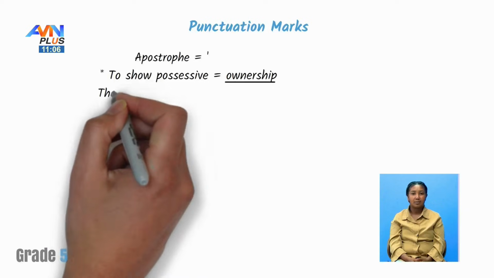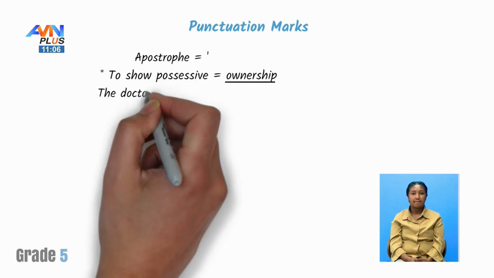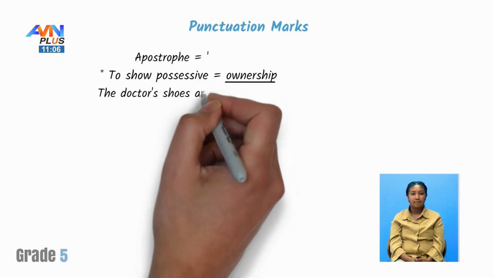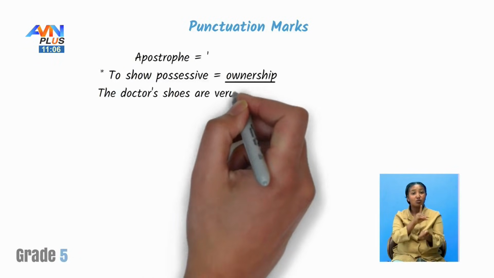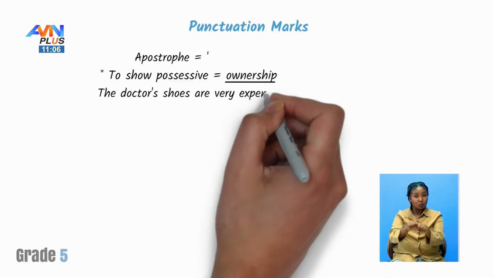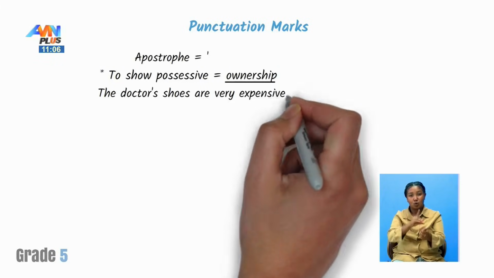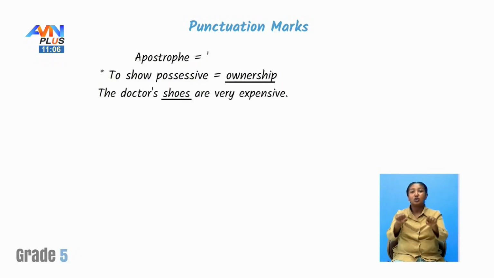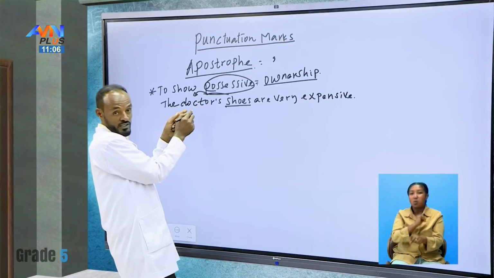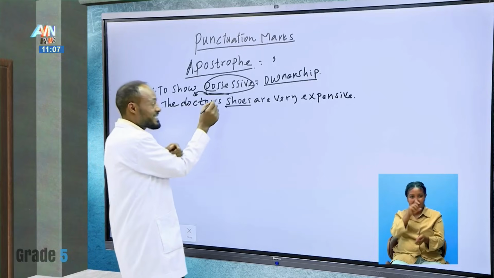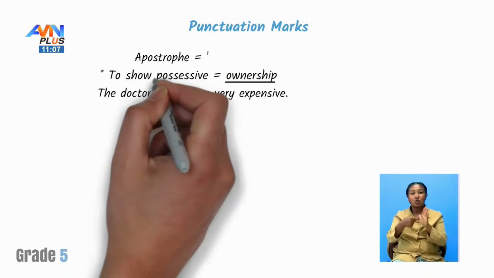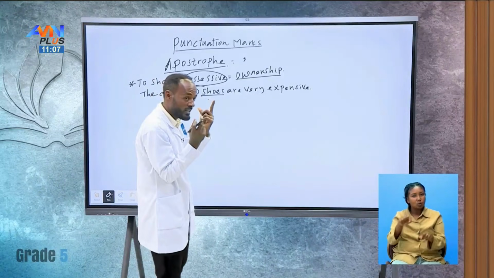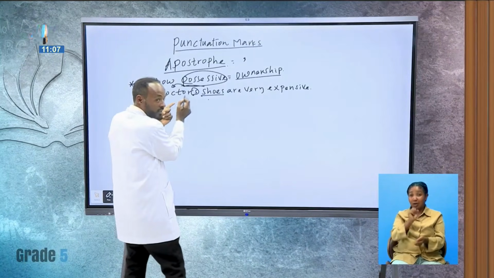The doctor's shoes are very expensive. In this sentence, these shoes belong to the doctor, okay? Is it clear? So this apostrophe S shows who owns the shoes. Who owns the shoes, students? The doctor, isn't it? Right.